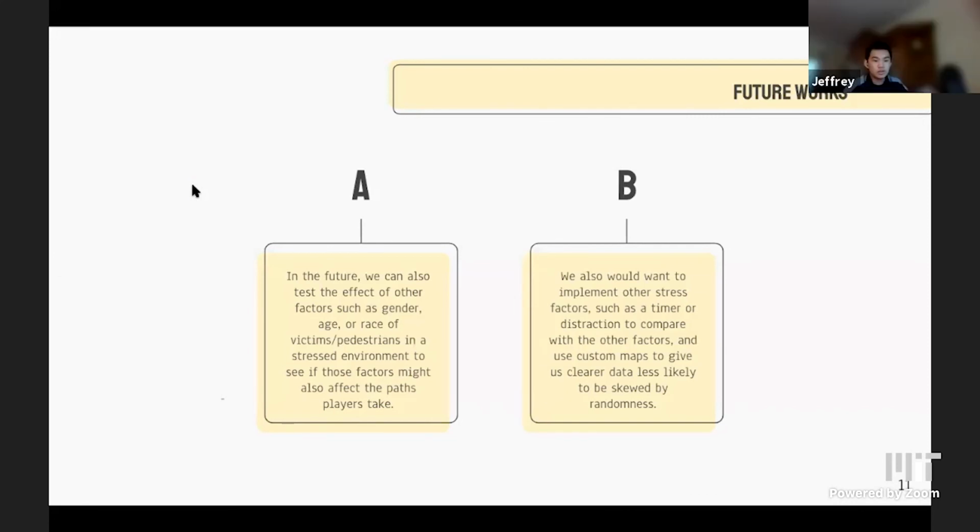In the future, there's a few things we'd like to experiment with. We wanted to look at other factors like gender, age, or race to make players decide who they wanted to save more and see if their decisions changed based on the stress they were facing. We also might want to look at other stress factors like a timer or a distraction to compare with things like the real-time movement we were using. And we wanted to use custom maps to give us clearer data that wouldn't be skewed by randomness as much.